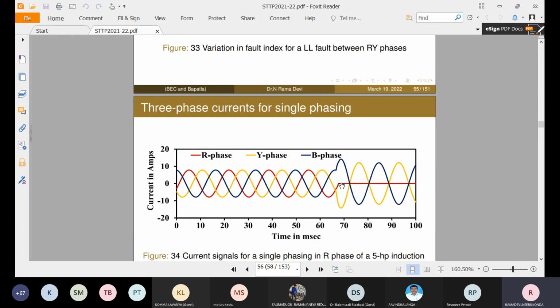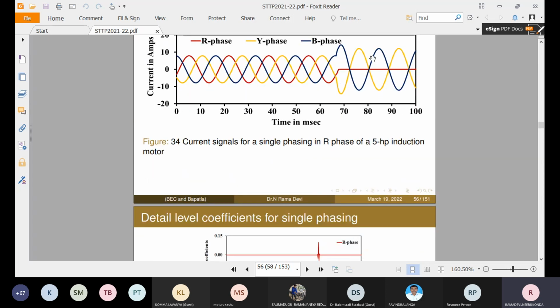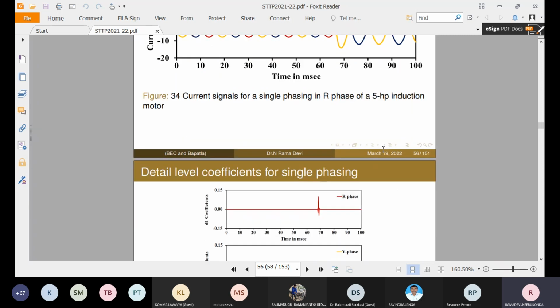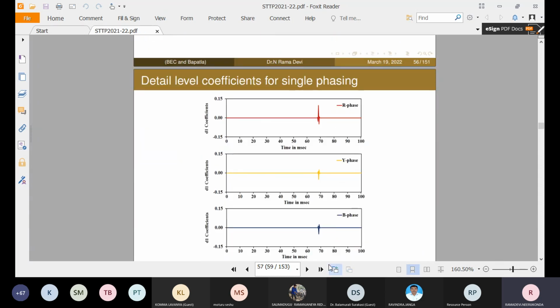So another fault related to the supply side of the induction motor is the single phasing fault. Whenever we create a single phasing fault, the corresponding phase current becomes 0. So here the R phase is out and the remaining two phases are connected. Whenever the single phasing fault happens, the other two phase currents are immediately 180 degrees phase shifted. That we can also observe with the help of these figures. So these are the detail level coefficients.